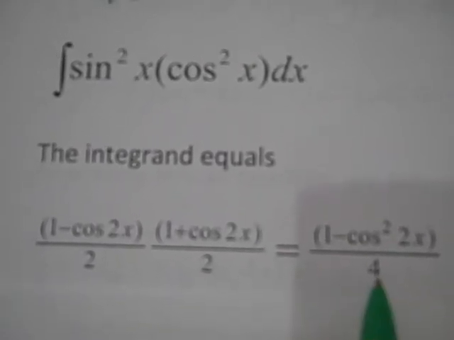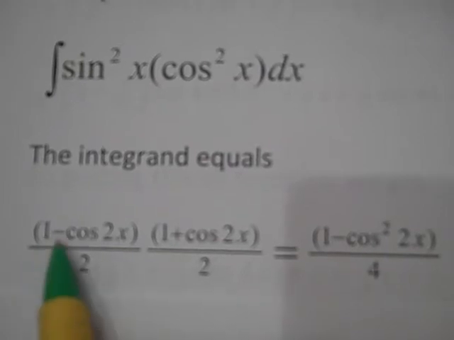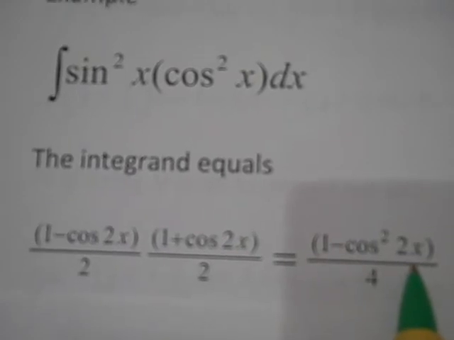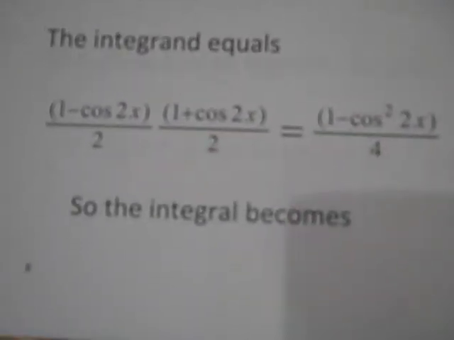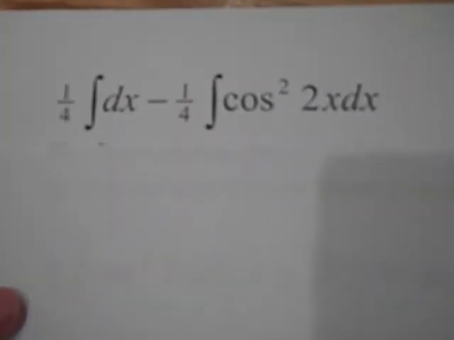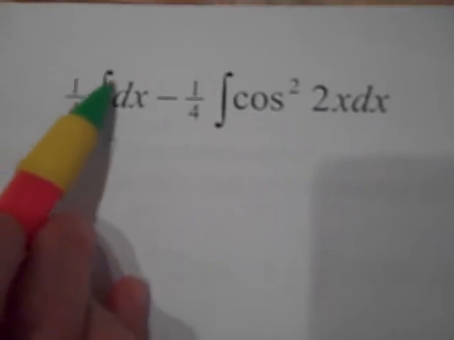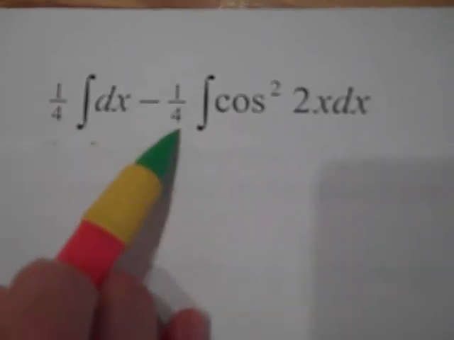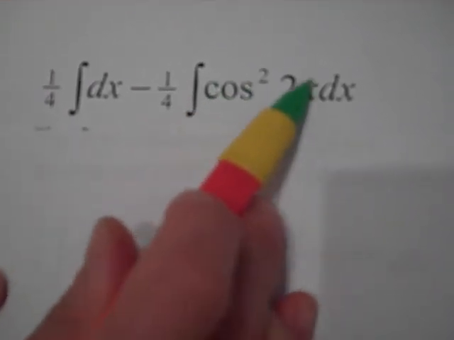2 times 2 is 4, and here I have the sum and the difference of the same two terms. So you know it's the square of the first minus the square of the second. So now the integral becomes the following. Again, let me get to the next page. Notice I have factored out the 4, and then this is 1 dx, and then I have minus 1/4 cosine squared 2x.